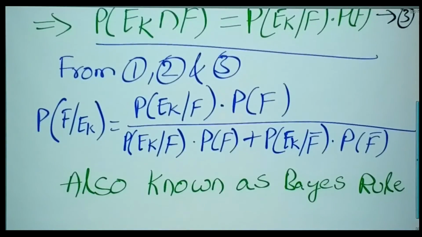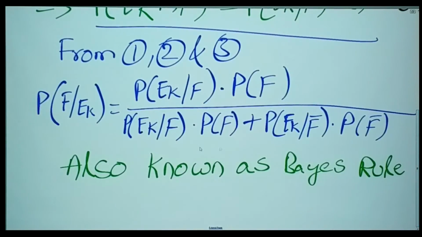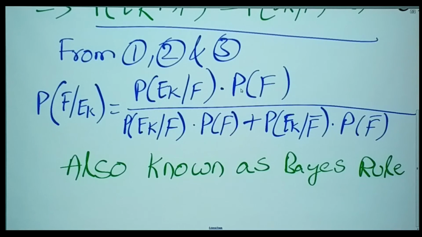From equations 1, 2 and 3, we arrive at this equation where the probability of choosing a fair coin given the event Ek has occurred is equal to the probability of event Ek occurring given a fair coin is chosen, times the probability of the fair coin being chosen, divided by the total probability of Ek occurring. This is also known as the Bayes rule. Bayes rule is a very important tool in probability. It helps us to calculate the a posteriori probabilities from a priori probabilities.